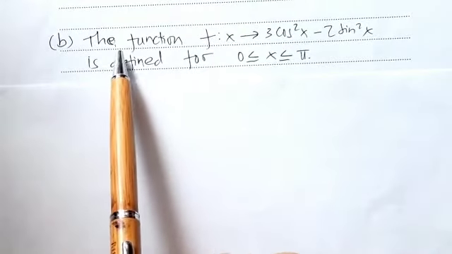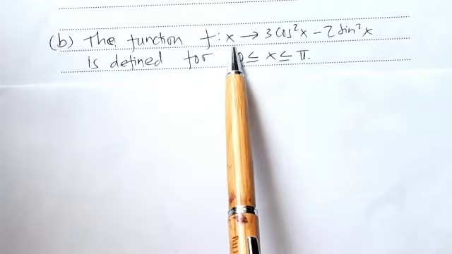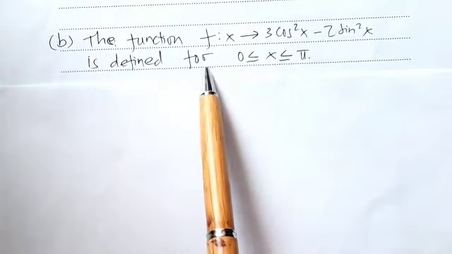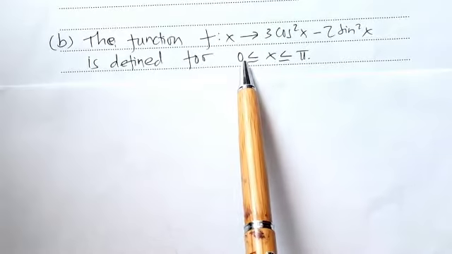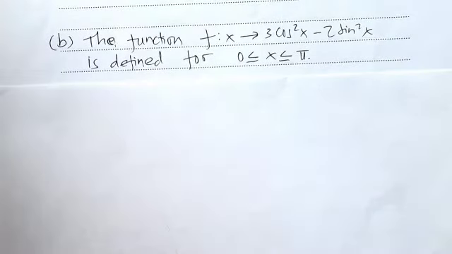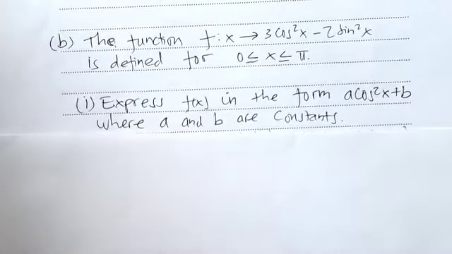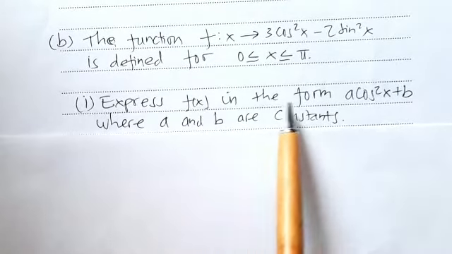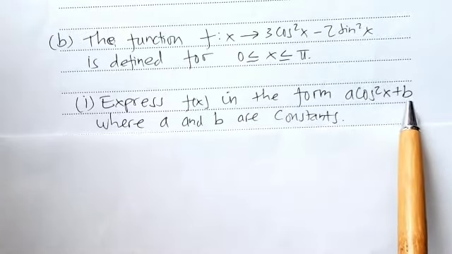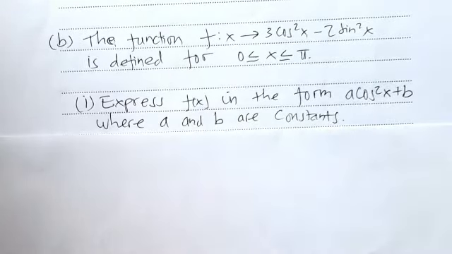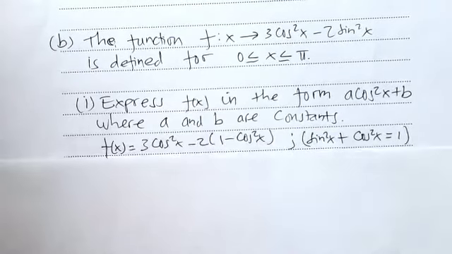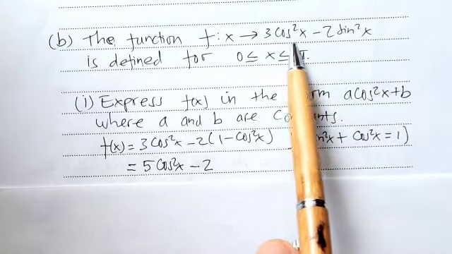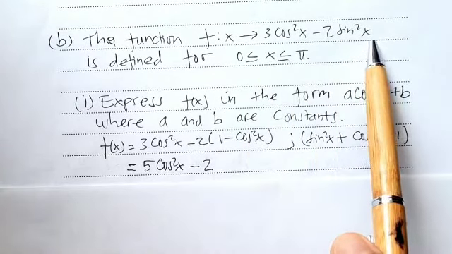B, the function f(x) = 3 cos squared x minus 2 sin squared x is defined for x between 0 and pi inclusive. Express f(x) in the form a cos squared x + b, where a and b are constants. Thus f(x) is 3 cos squared x minus 2 sin squared x.